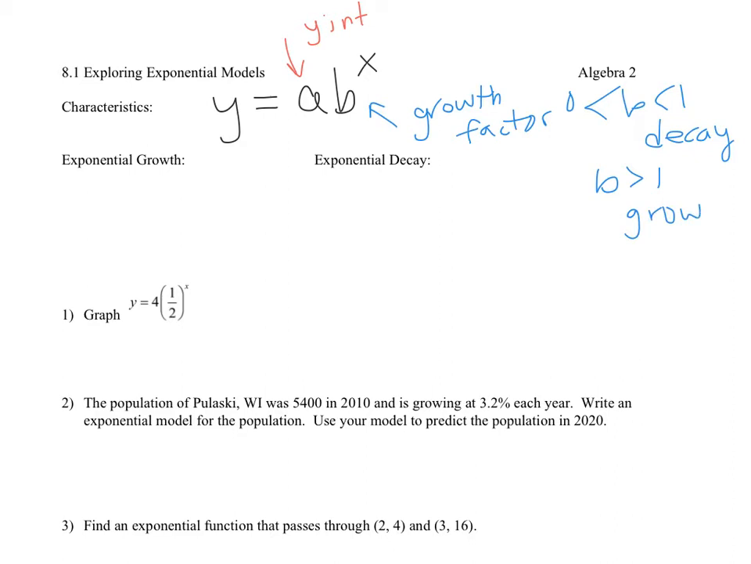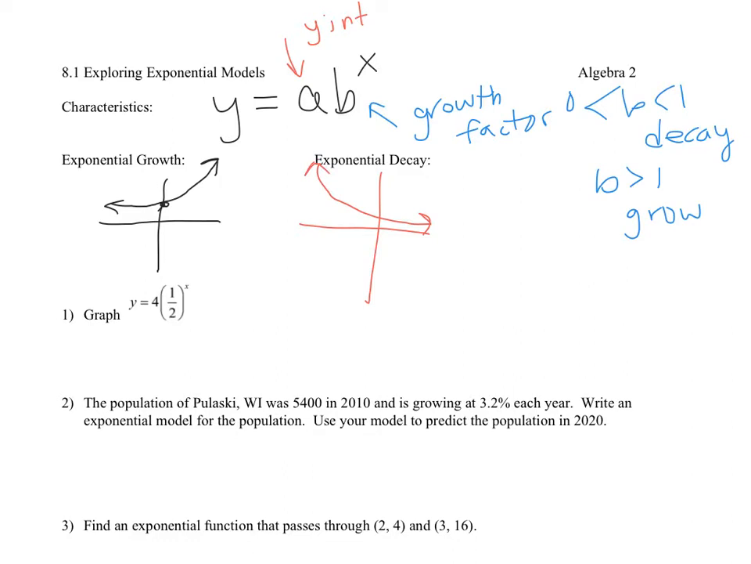So if b equals 1, it ends up just being a constant linear function. So that's why it can't equal 1, and we're not defining it with negative either. So exponential growth, if this is your y-intercept, it's going up, whereas exponential decay goes down from left to right.